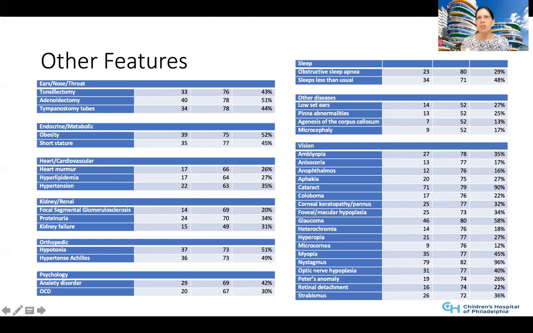In addition, in terms of sleep apnea, there were about 30% that had that, and about 50% reported less sleep than usual. There were also other findings, including ear differences. There was a small percentage that had some brain differences. And then in terms of vision, there was a whole range of things, some of which were part of aniridia and some things that were independent of aniridia. And there's a whole laundry list of eye findings that were reported.